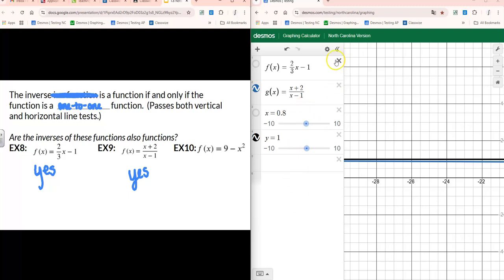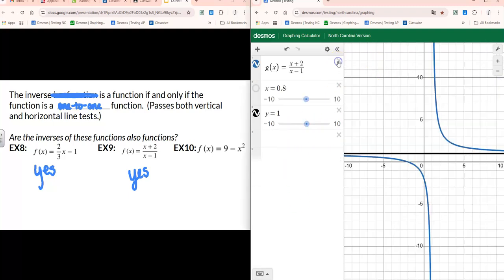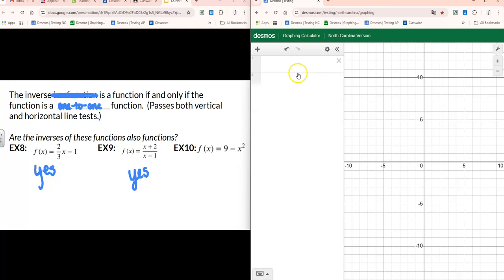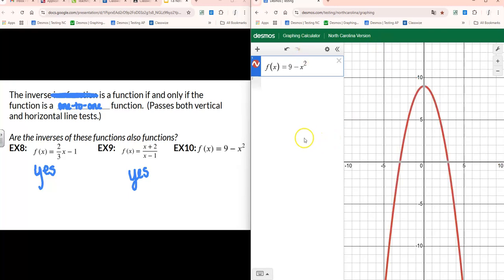And our last one here, I've got f of x equals 9 minus x squared. That one's a function. Does it pass the horizontal line test? Nah, that one doesn't pass like almost everywhere. It's got 2 points, right? So that would be a no. Your inverse is not going to be a function for that one.